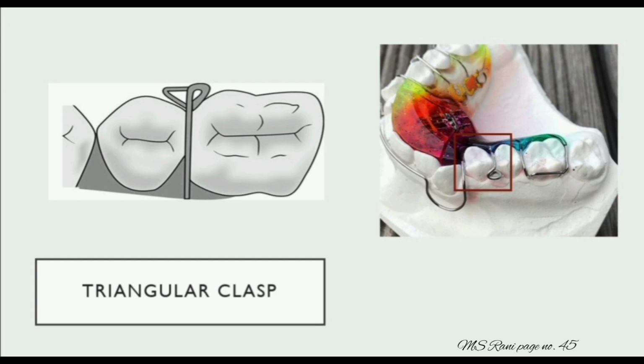What are the parts of it? First, it's the base of the triangle that is away from the embrasure. Then comes the apex of the triangle which faces the embrasure. Next, the retentive arm and the retentive tag. Now what are the uses of it? It is used as an accessory clasp and also to provide additional retention. It comes with certain advantages and limitations.